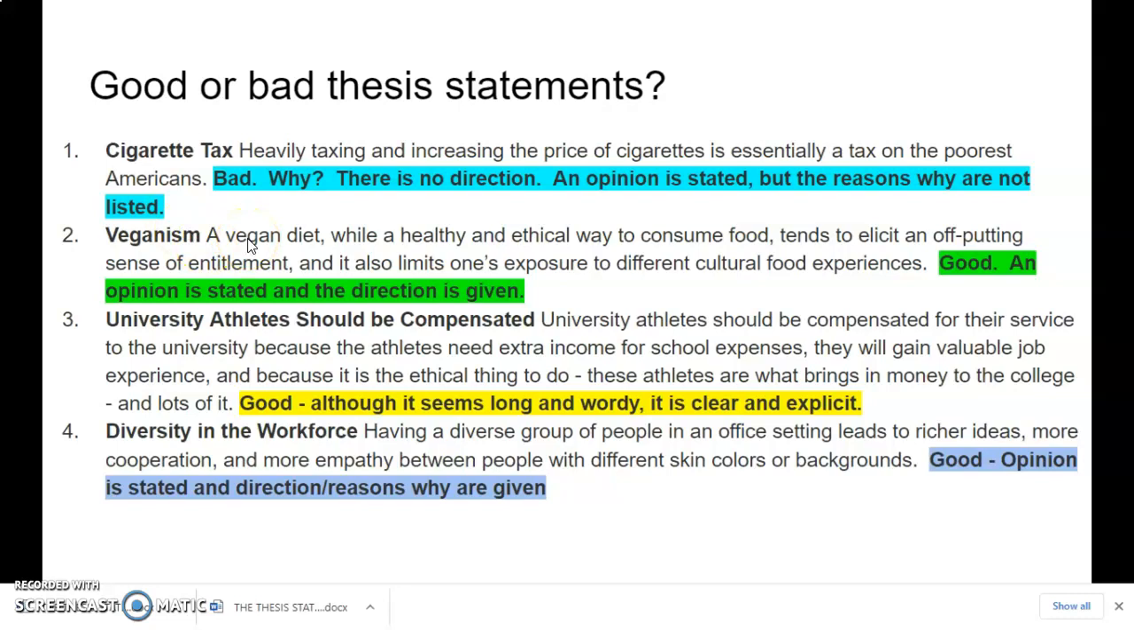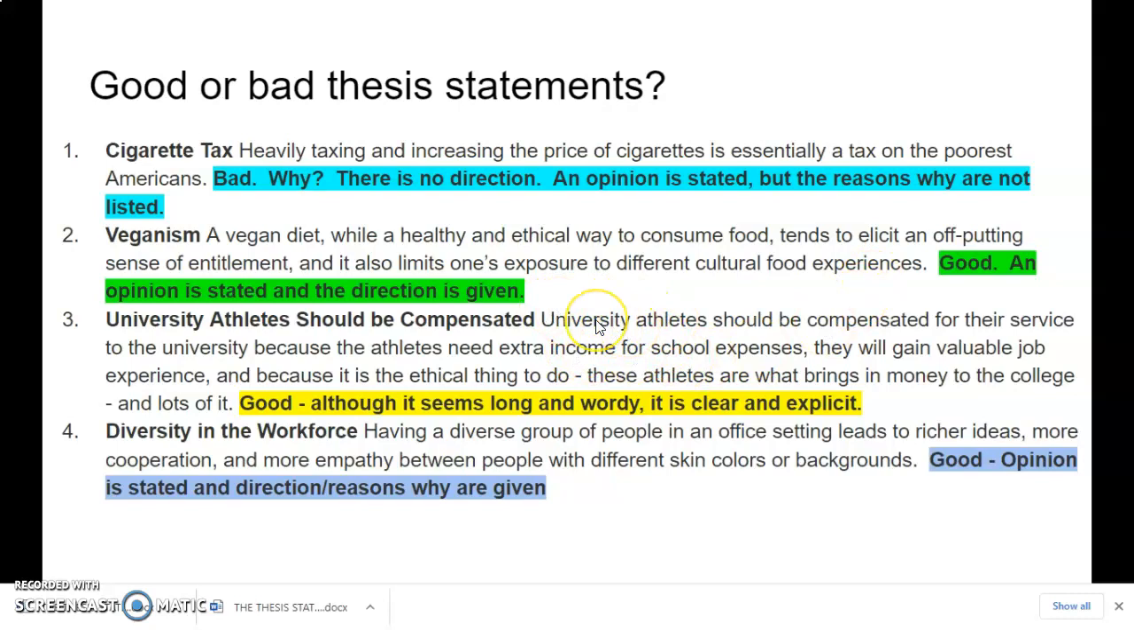Veganism, we have an opinion and it's stated and the direction is given. So topics, one, two, three paragraphs maybe, each would be one: tends to elicit an off-putting sense of entitlement. And then the other prong or pillar of that main idea or main argument is it also limits one's exposure to different cultural food experiences. So those two topics are going to be covered and they're stated in that thesis.